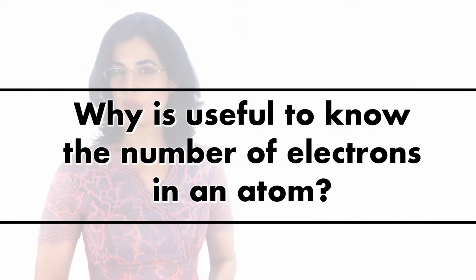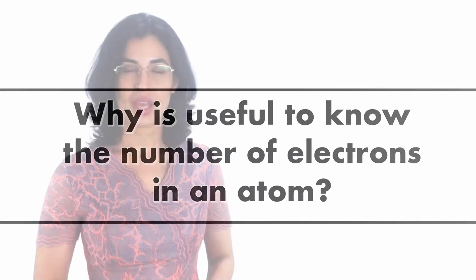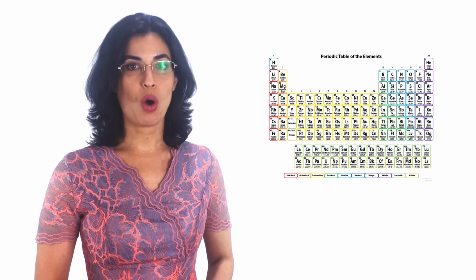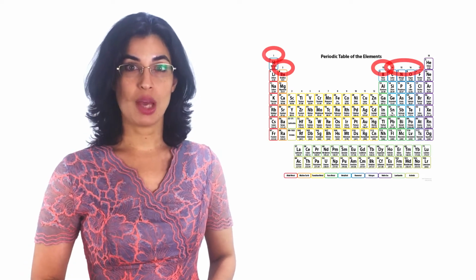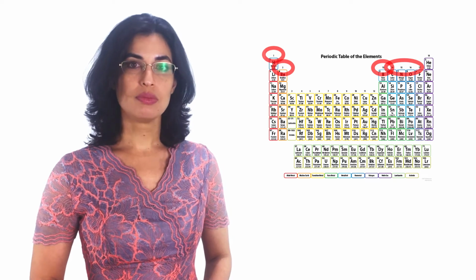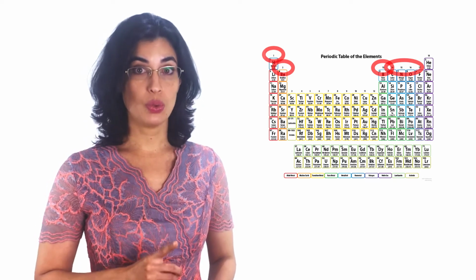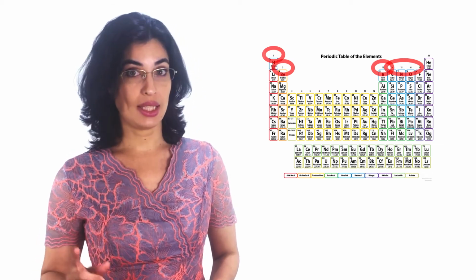Why is it useful to know the number of valence electrons in an atom? The number of valence electrons in an atom is useful to determine the number of bonds possible. You can use the group number on the top of the periodic table to know the number of valence electrons in each group. You can know the number of valence electrons from group 1, 2, and group 13 through 18.